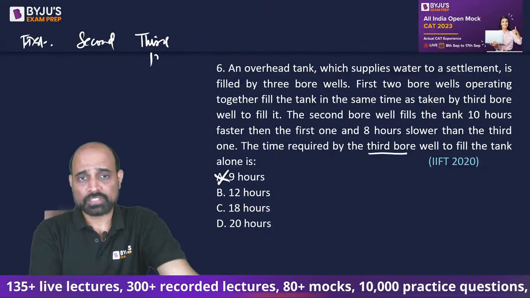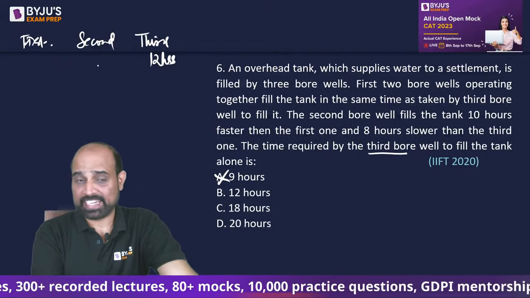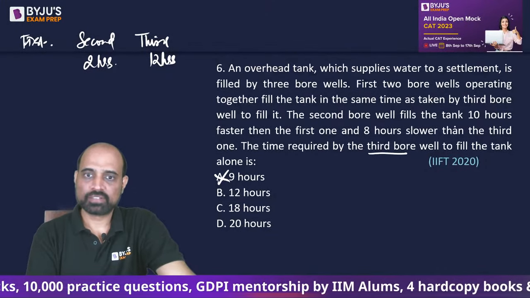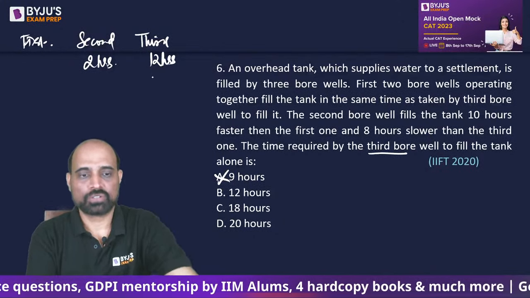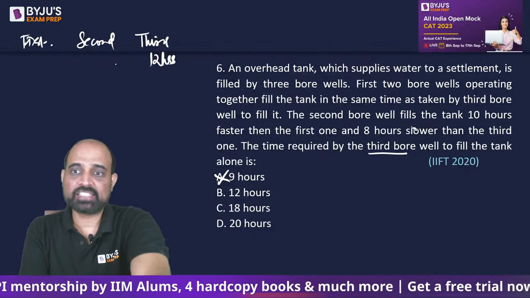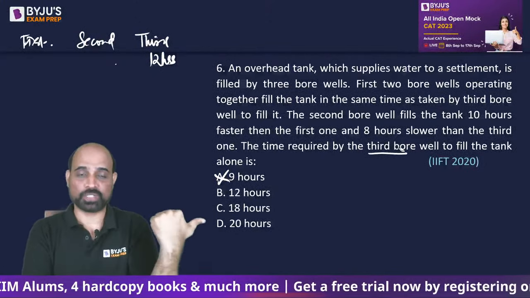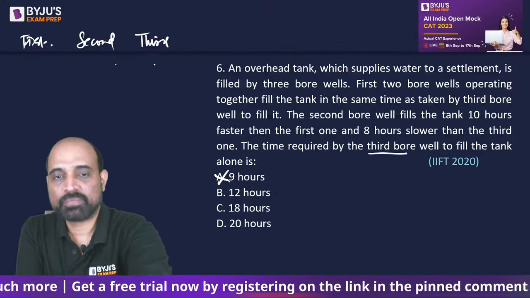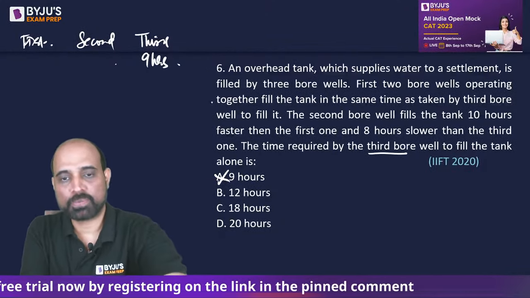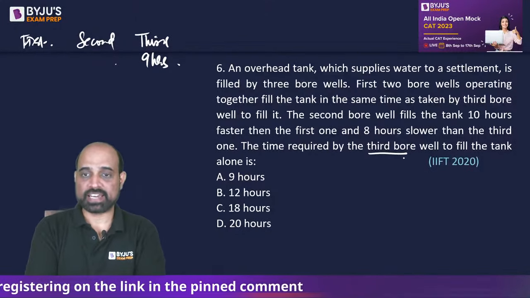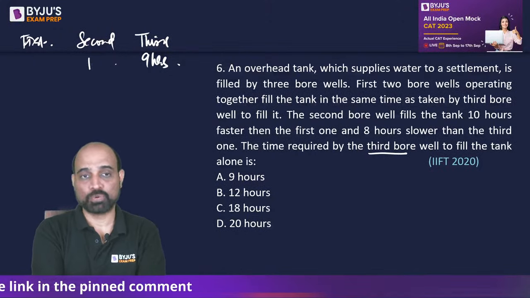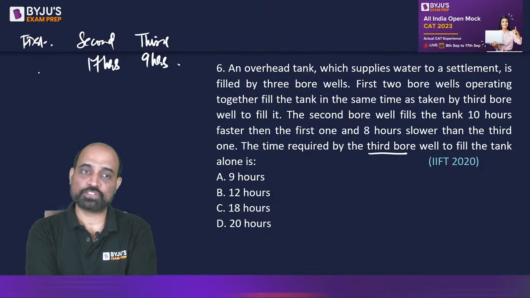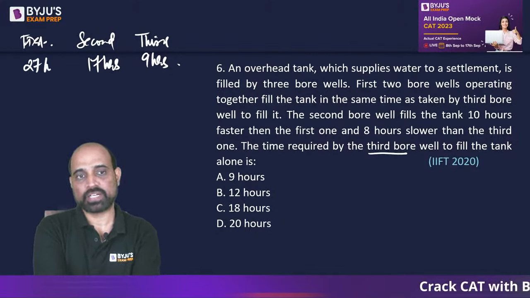Let's take the next option. The third one takes 12 hours. So the second one takes 10 hours less, which is 2 hours. And oh, sorry. The second one takes 10 hours faster than the first one and 8 hours slower than the third one. Okay, so I did this wrong. Let's try again. First option A. If this takes 9 hours, then the second one takes 8 hours more, which is 17 hours. And this is 10 hours faster. So that means the first one takes 27 hours.